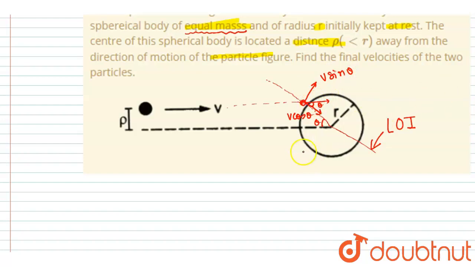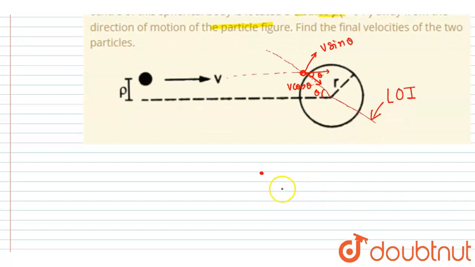So in an oblique collision, only the component of the velocity along the line of impact will change, right? Because only along the line of impact does the normal reaction act, so only that component changes. So if you see here, this is the horizontal line, and this velocity, that is v sin theta, will remain unchanged, and only this v cos theta will or can change, right?